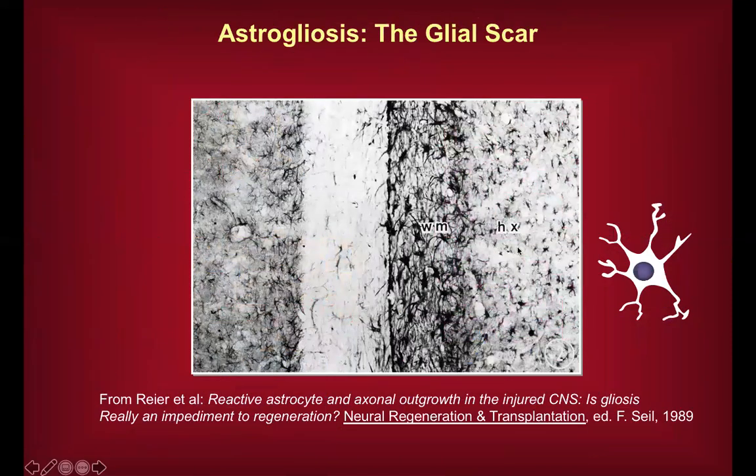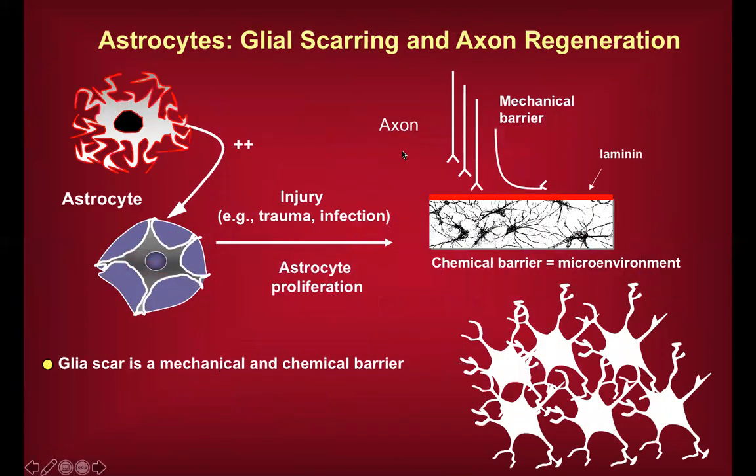This is showing you what a glial scar looks like. In the white matter, you see this really dense fibrous layer of these astrocytes. And the thing about these glial scars, and a thing that people are very interested in, is that it's a mechanical and chemical barrier. So this astrocyte, in the context of injury or infection, will proliferate. And so now you'll see this dense overlap of astrocytes, which you normally don't see. And when you're thinking about neuronal repair and axon regeneration, this is a mechanical barrier to the neural growth cone.